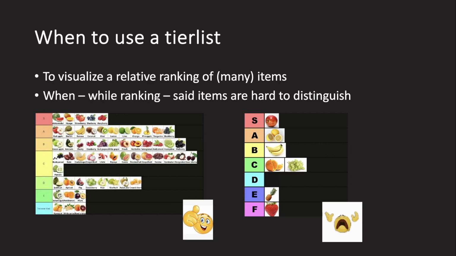So as you can see to the right, in this case, you might as well just rank them individually, and a tier list is not needed because there aren't that many items and they are quite easy to distinguish, at least according to the person that made the tier list. You could just say the apple is number 1, the lemon is number 2, banana number 3, and so on, instead of making a tier list.